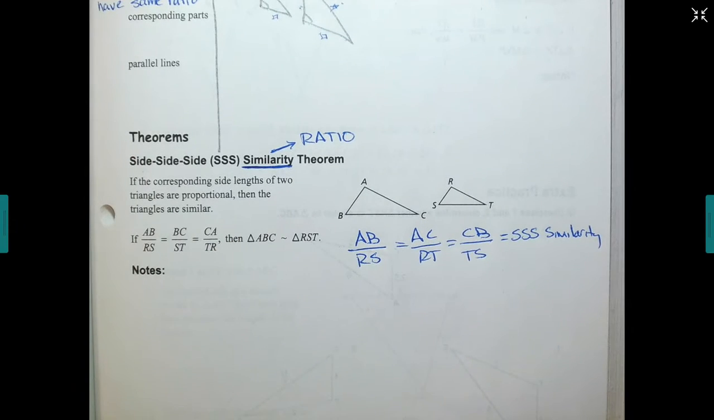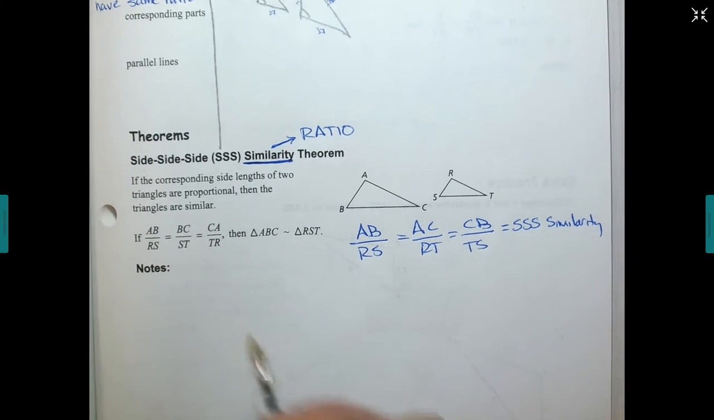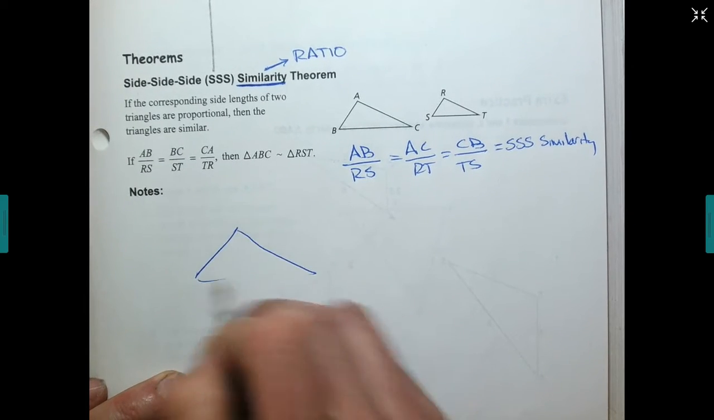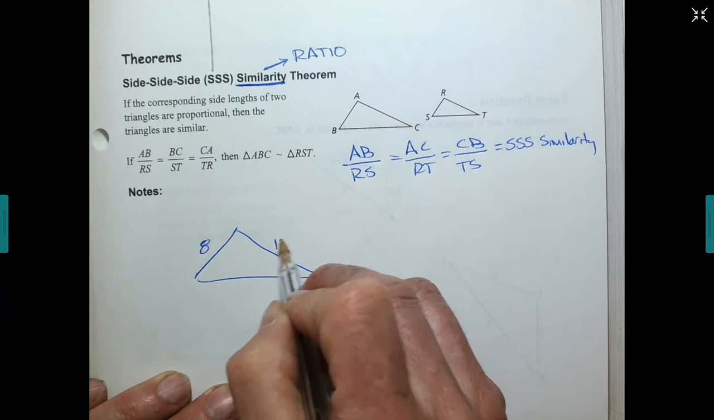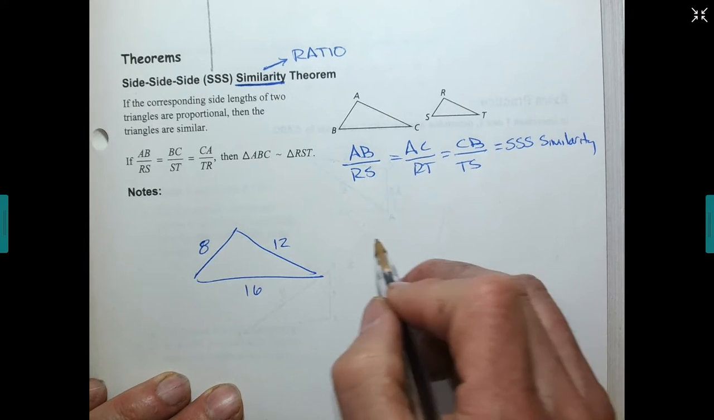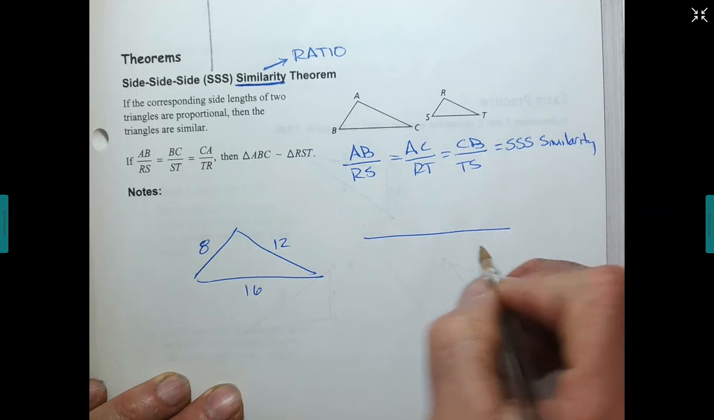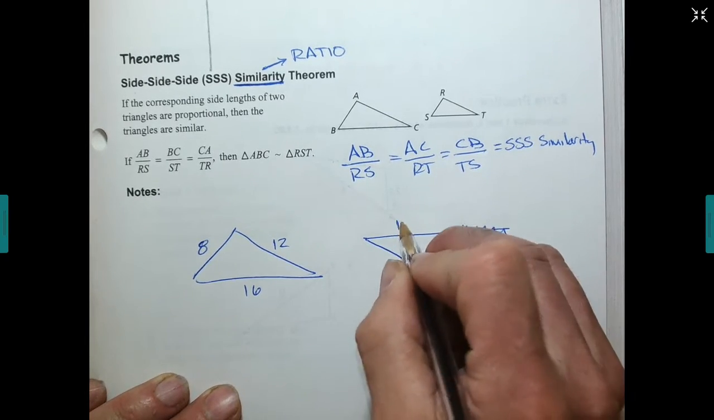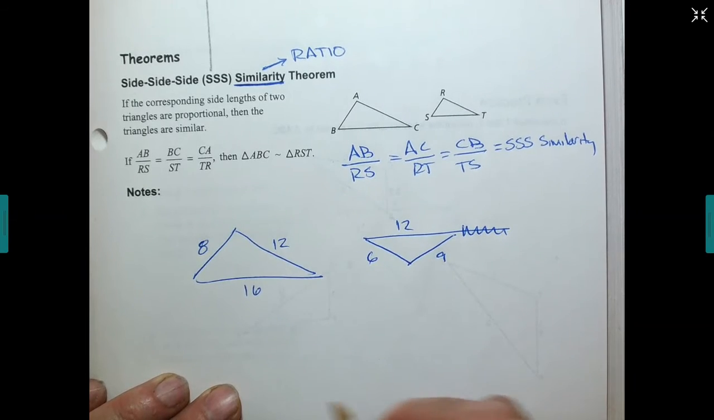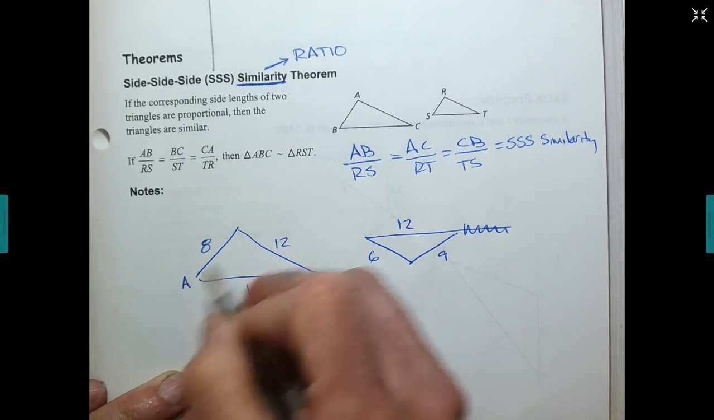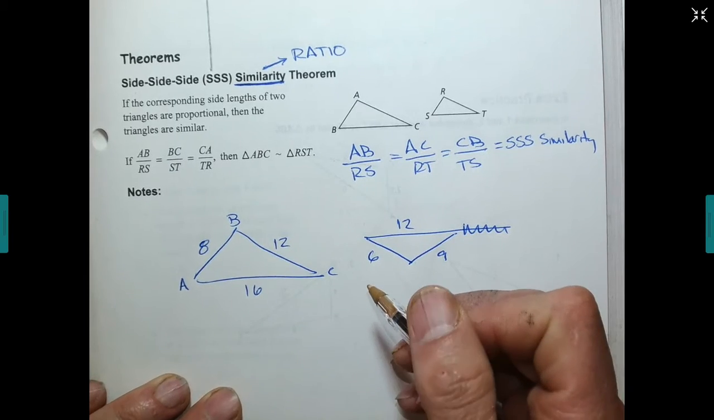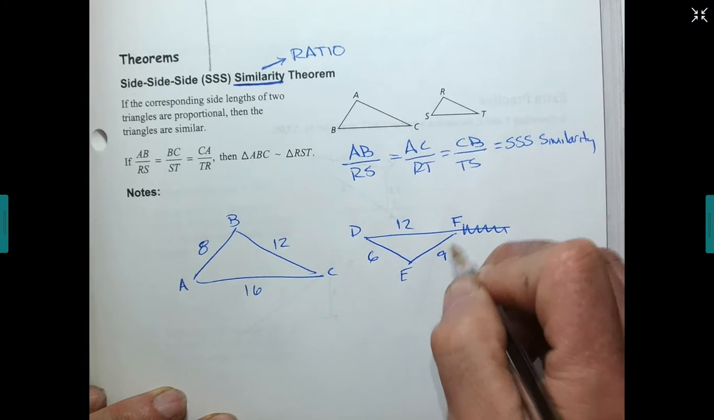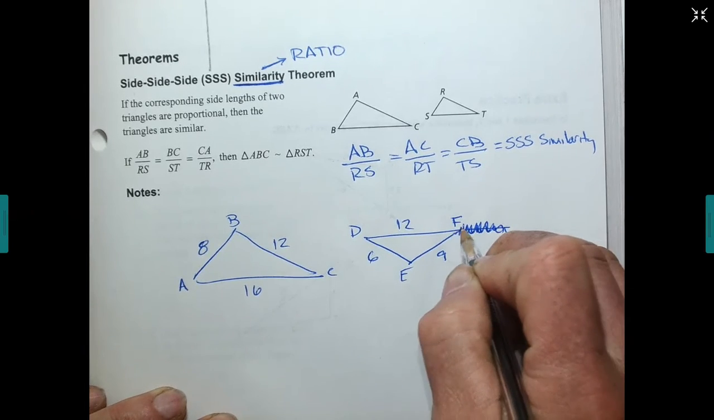Okay, so I'll show you what that looks like. So let's say we have a triangle like this. So I'm going to give you some side lengths. Say we have 8, 12, 16. And then let's say we have 12, 9, and 6. Okay, this is A, B, C, and this is D, F, E. So the triangle ends right here.